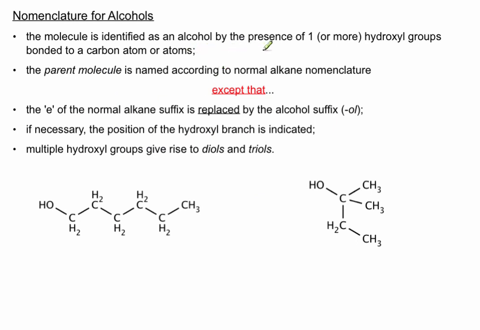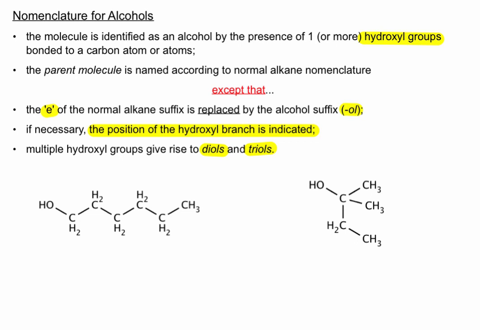Nomenclature: you identify an alcohol by the presence of a hydroxyl group, so that makes it an alcohol, not an alkane or alkene or anything like that. The parent molecule is named according to normal alkane nomenclature, except now we take the E of an alkane name and replace it with the suffix ol. And so that is about it. If necessary, the position of a hydroxyl branch is indicated, and that's common now. And when you have multiple hydroxyl groups, they can be known as diols or triols, just the number of OH groups.